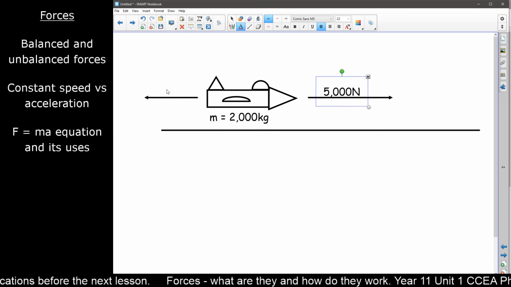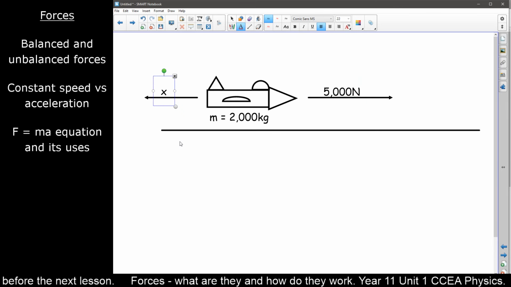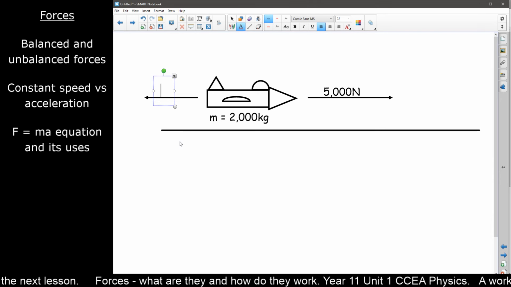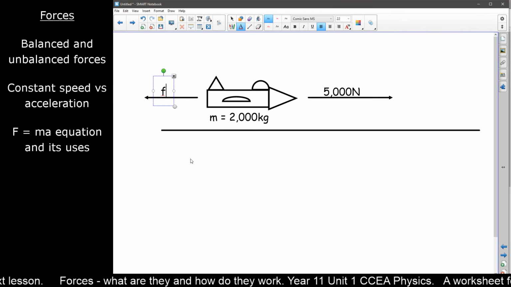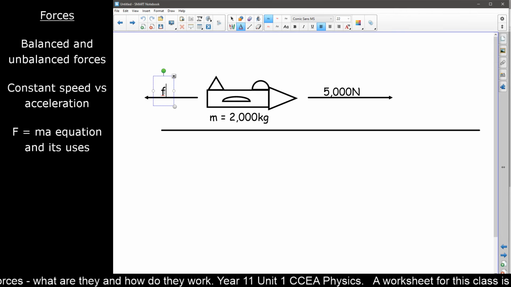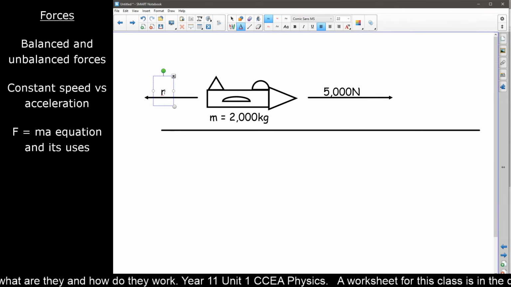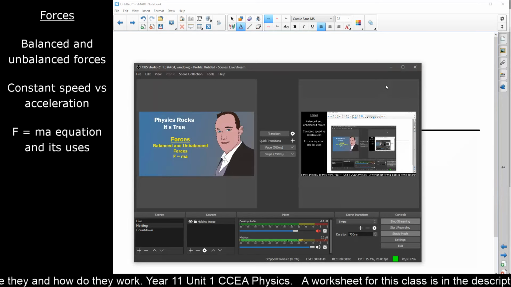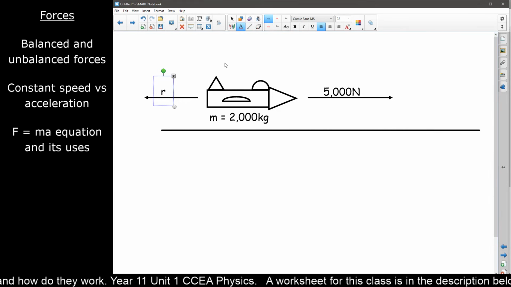Let's give it a backward force of, I don't know, let's call it F for air resistance. We'll not call it little f actually, that would be friction if it was on the ground. We'll call it little r for air resistance.